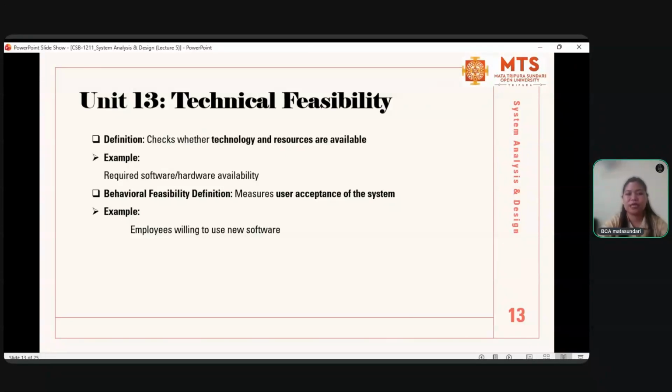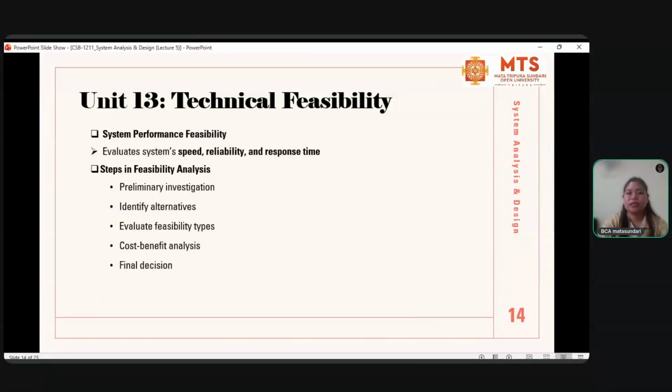Next is behavioral feasibility. It measures user acceptance of the system. Example, employees willing to use new software.